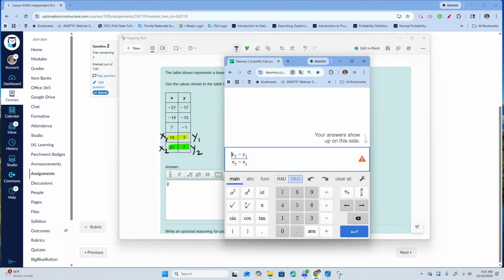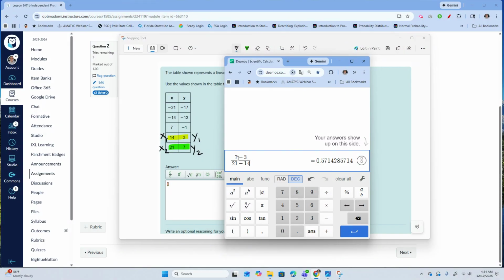Okay, so what I do is I'm going to highlight only the Y2, and I'm going to replace it with 7. And then Y1, oh, that's 3. So I'm going to replace only the Y1, going to replace it with 3. And who's my X2? That will be 21. Who's my X1? That will be 14.